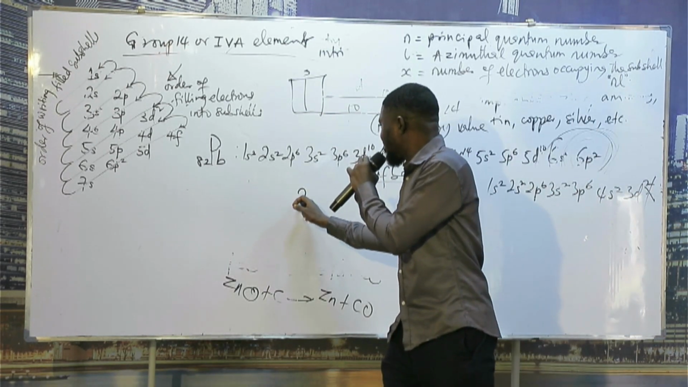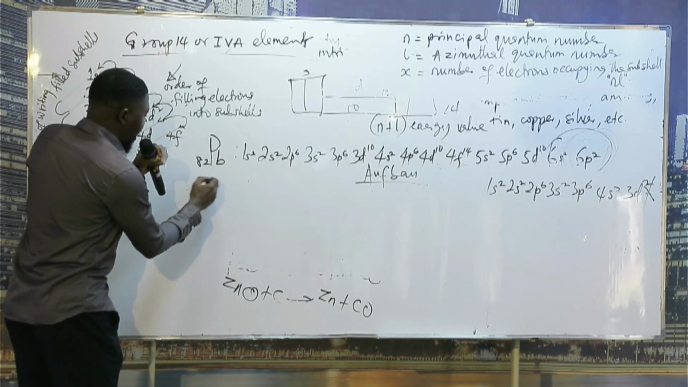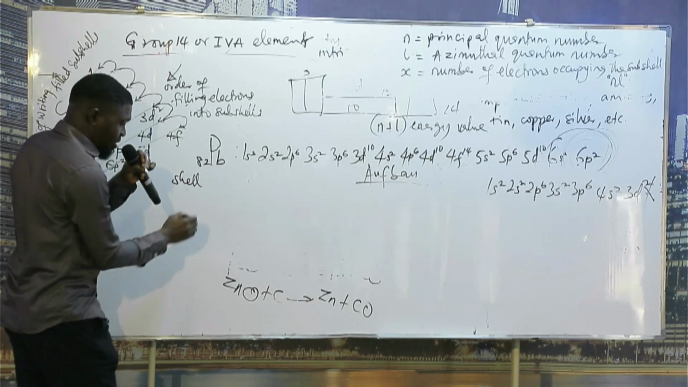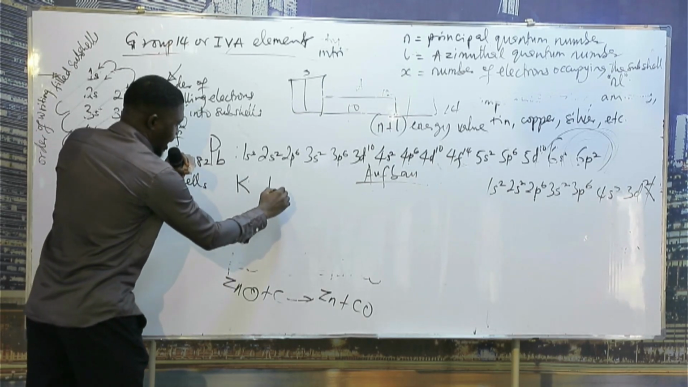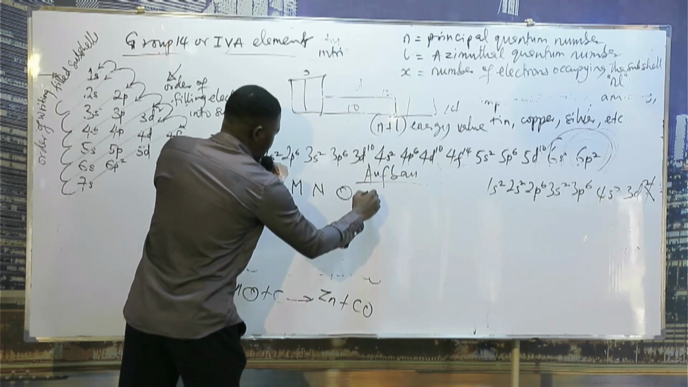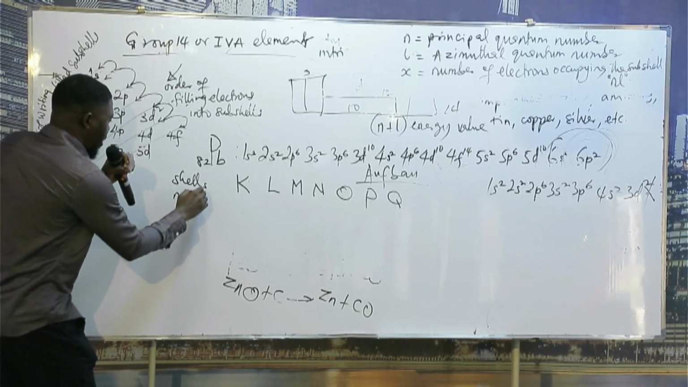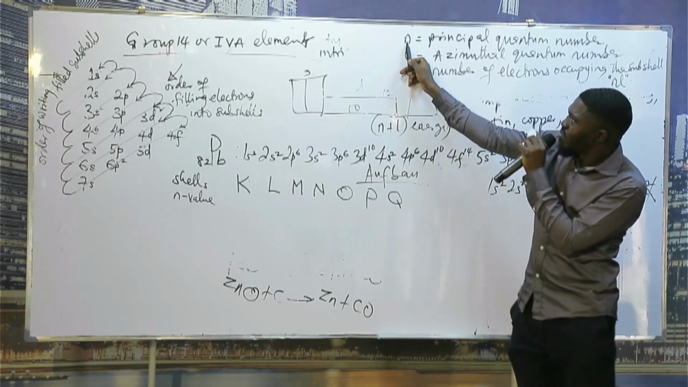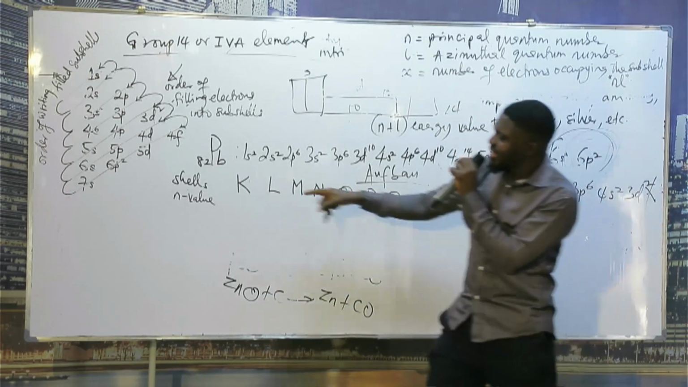If I have this, who can tell me we have this S, P. Okay, let me go like this. These are called shells. Say shells. What are the shells? K, L, M, N, O, P, and Q, capital letters. What are the n values? Say n values. Do you know the meaning of n? What is n? Principal quantum number. So this is the first shell.